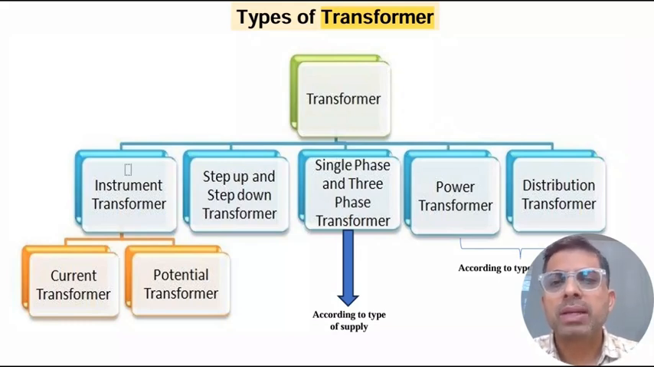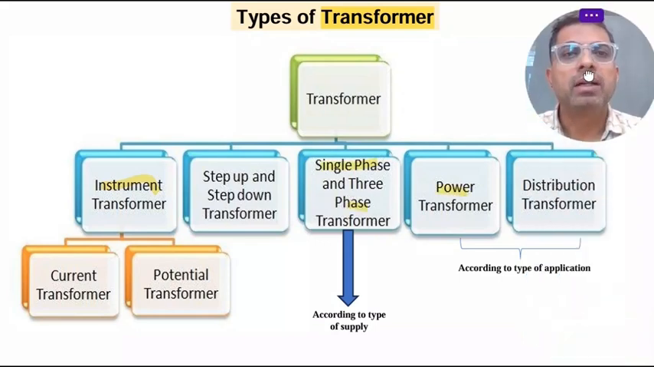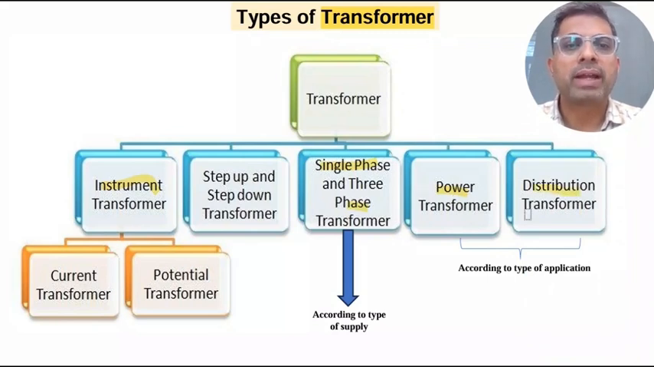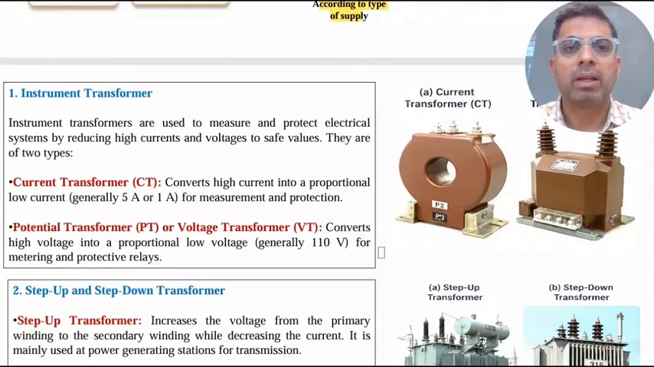Okay, now the first type of transformer is the instrument transformer, and there are two types of instrument transformer: current and potential transformer. Then step up and step down transformer. How it looks and what the applications of these are, we are going to see in the next slide. Another type of transformer is the single phase and three phase transformer, right? Then the power transformer and the distribution transformer. These two types are dependent on the type of application. This is according to the type of supply, and we'll see these types of transformer one by one, with how they look in real.